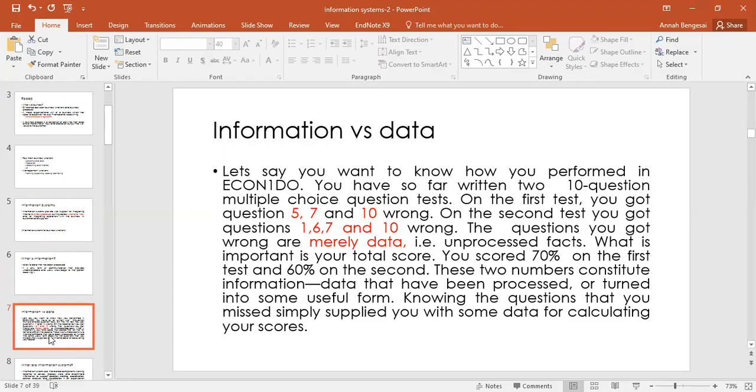What you really want to know is your final score. What did you get for economics for the first test or the second test? Did you pass? And we know that you got 70% for test 1 and 60% for test 2. These two numbers are the statistics. These statistics are the information, right? That is the data that has been processed from 10. If we subtract 3 questions, we get 7 out of 10, which as a percentage is 70%. Knowing the questions that you missed, therefore, simply gave you some data that you could use to calculate your final score. All right, I hope that is clear.